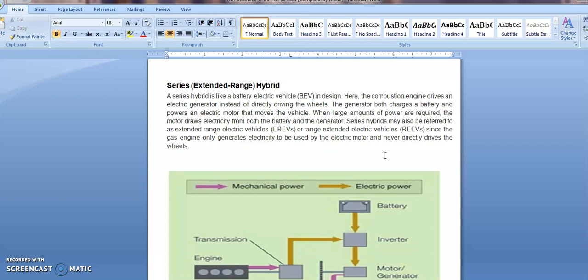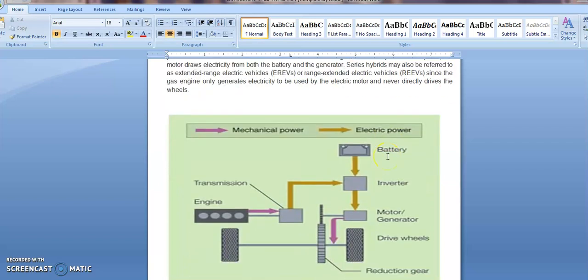As you see in this figure, this is the diagram of the series hybrid. A series hybrid is like a battery electric vehicle in design. Here the combustion engine drives an electric generator instead of directly driving the wheels. The generator both charges a battery and powers an electric motor that moves the vehicle. When large amounts of power are required, the motor draws electricity from both the battery and the generator.